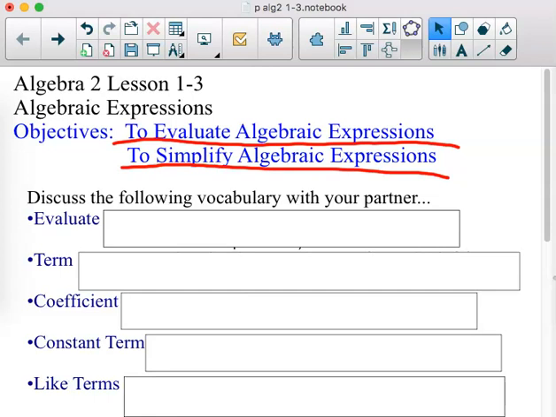So in past years, we could have partners work on this. We're going to kind of think about this together in class. And it says, discuss the following vocabulary with your partner. So think a minute about the word evaluate. If a problem says evaluate, and then they give you an algebraic expression, what does that mean you're supposed to do?